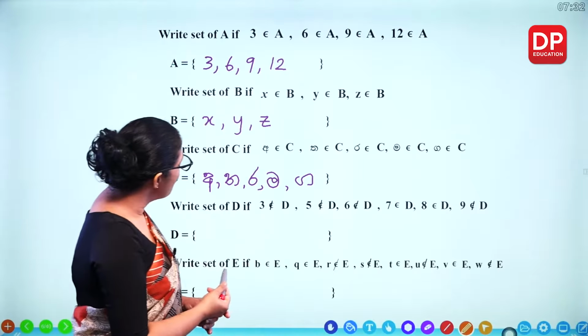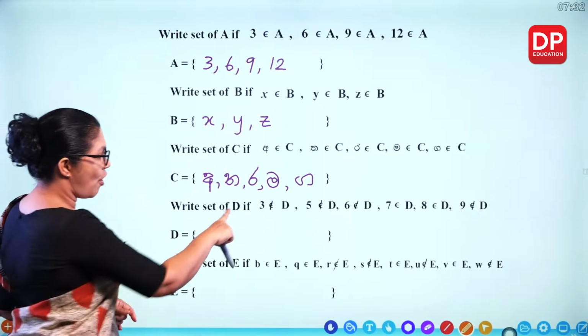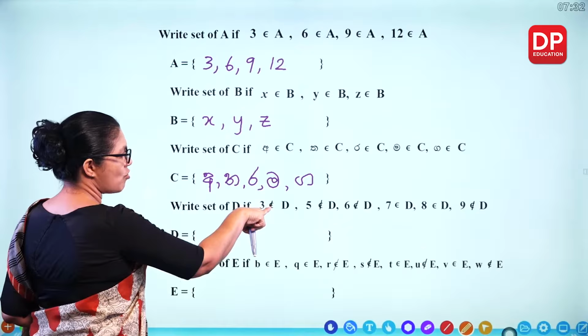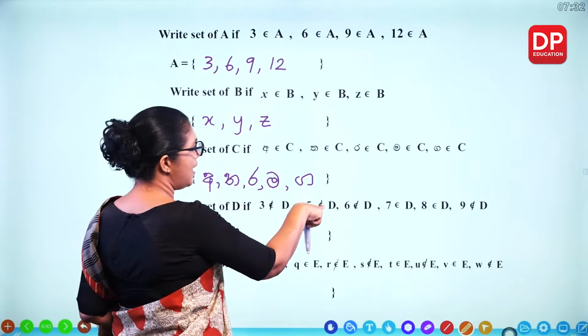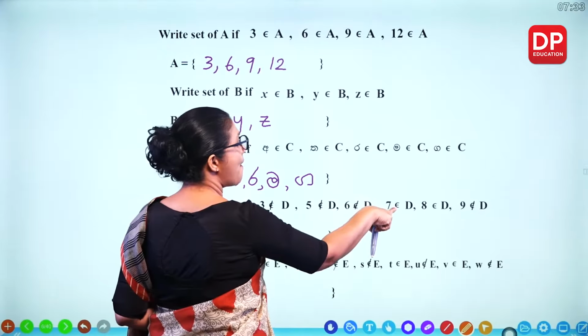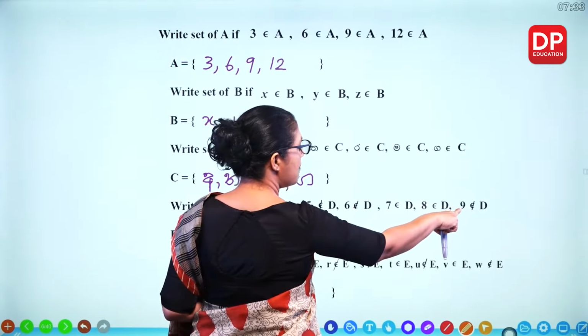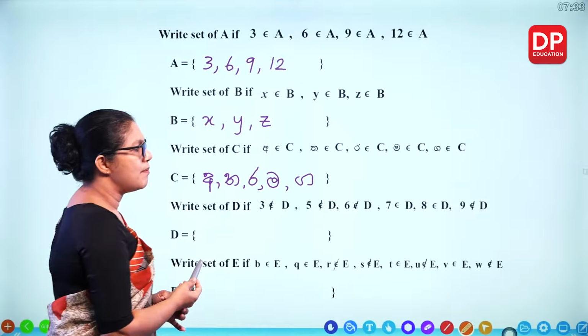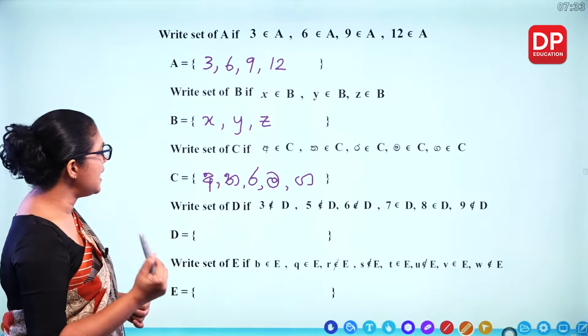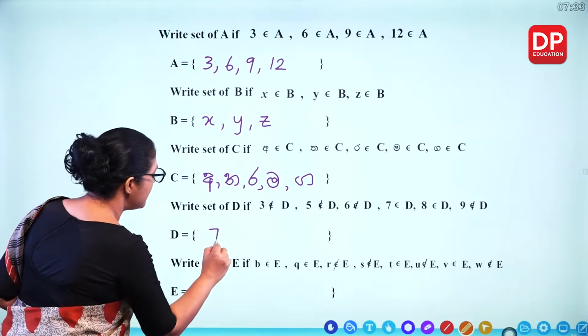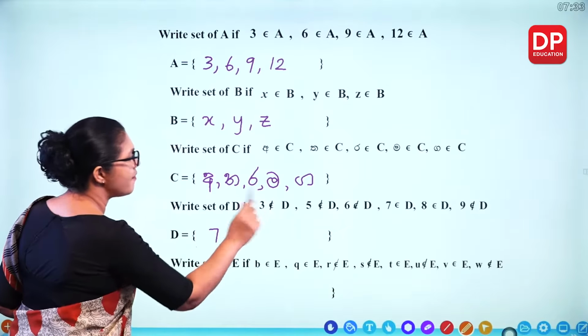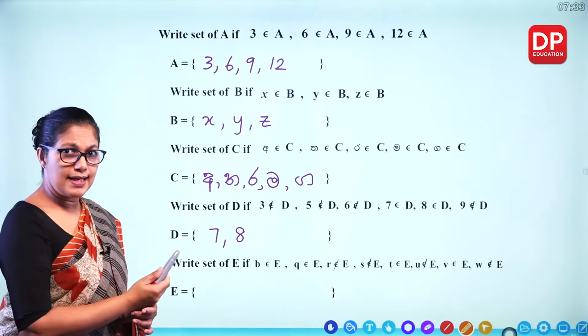Write set D if 3 does not belong to D. That means not an element. 5 not an element. 6 not an element. But 7 is an element. 8 is an element. And 9 is not an element. So what are the elements in D? Only 7 and 8. So you can't write the other numbers inside the set.